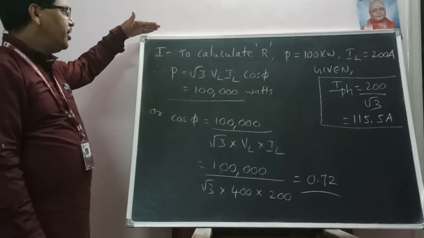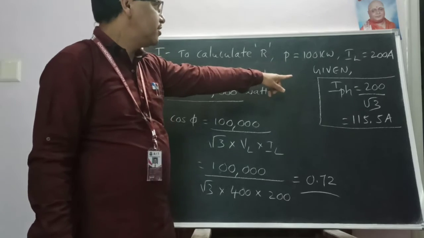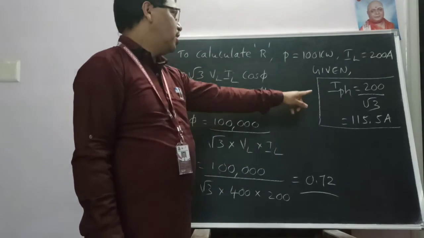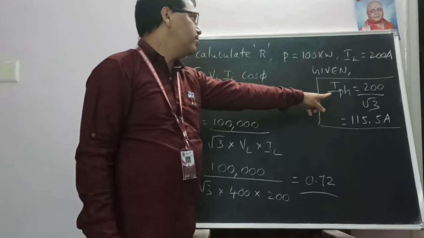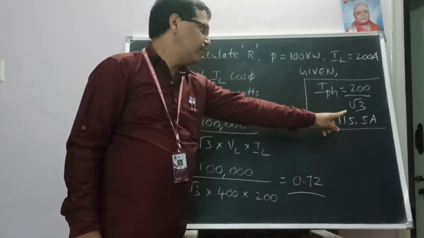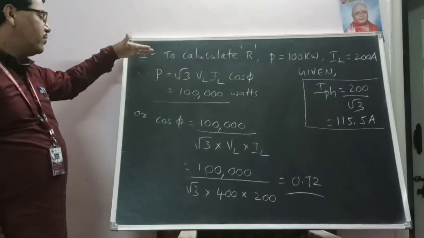So we need to calculate R first. As usual, power is given, 100 kilowatts. Line current is given, 200 amps. So phase current is 200 divided by root 3, and that answer is 115.5 amps.